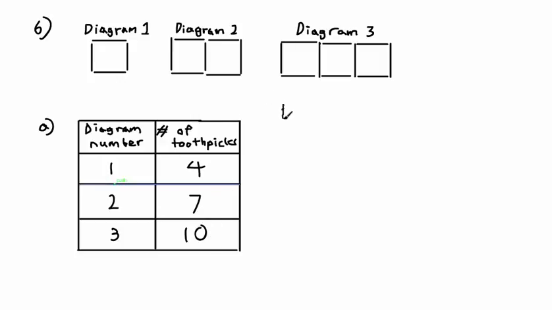Now for B, we need to find the first differences to show if this pattern is a linear relation. Okay, so first difference between diagram 1 and 2 is 7 minus 4, which is 3. And then between diagram 2 and 3, it's 10 minus 7, which is also 3. And clearly these two are the same. So the first differences are the same, which means this is a linear relation.